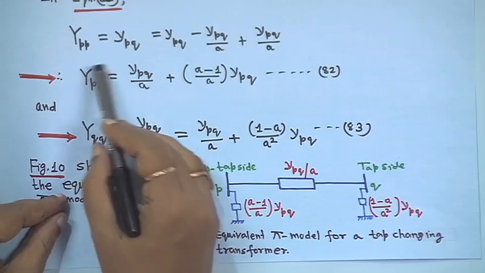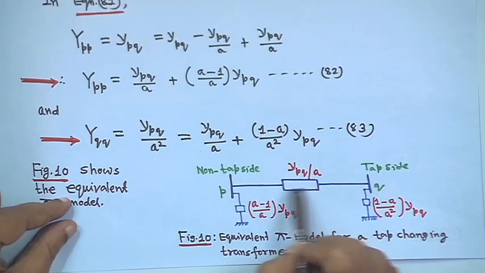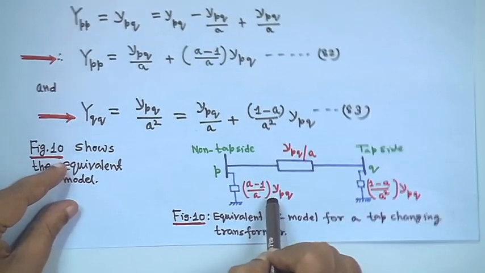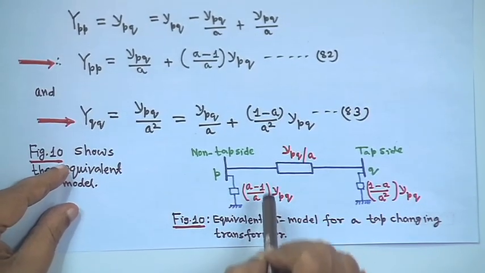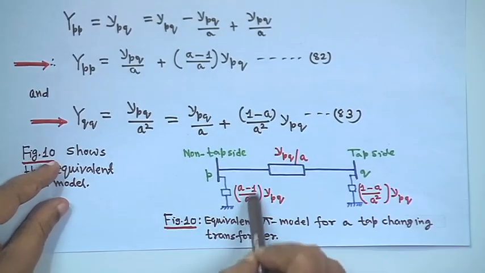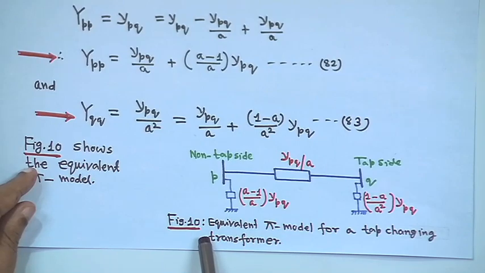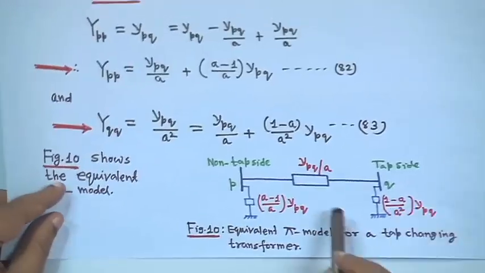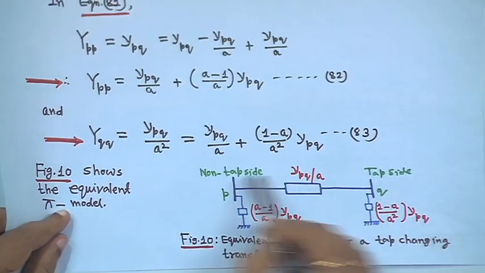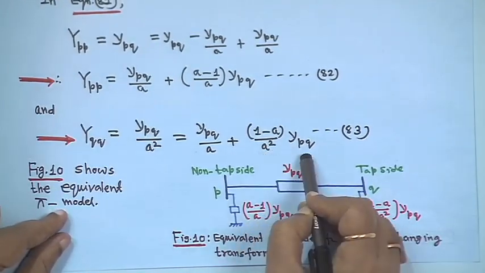So, for YPP, it is YPQ upon A, the transformer admittance, and with that the shunt branch is coming for the transformer, that is the shunt part, (A minus 1) upon A YPQ. So YPP is YPQ upon A plus (A minus 1) upon A YPQ. Similarly, for YQQ, it is also YPQ upon A plus (1 minus A) upon A square YPQ.